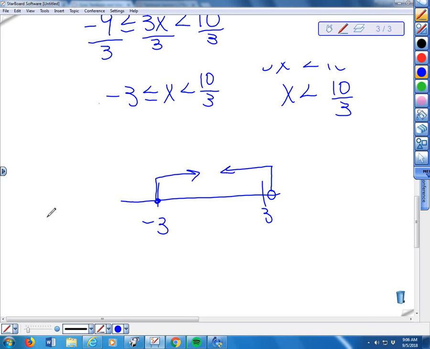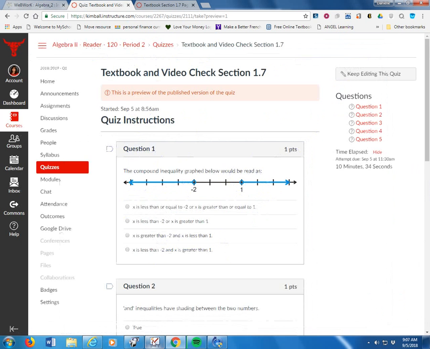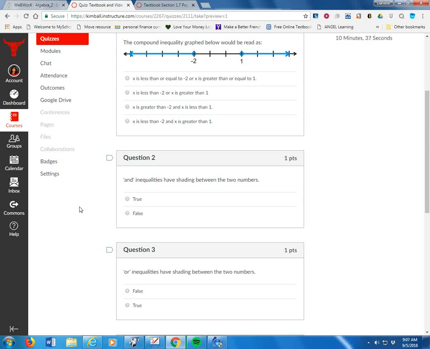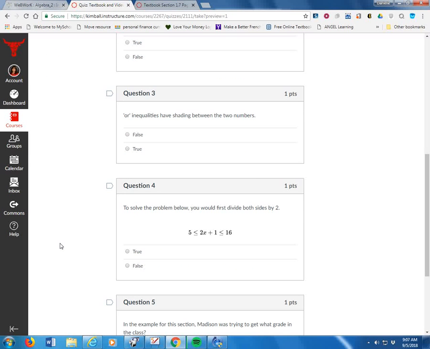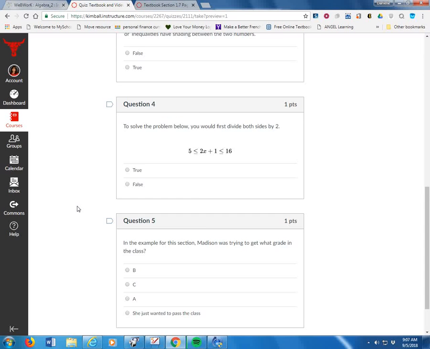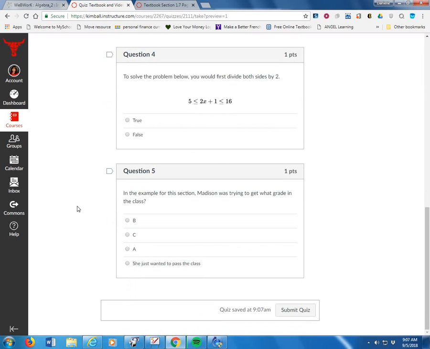Okay? So looking at the textbook check, the compound inequality graph below would be read as what? Yes. X is less than -2 or x is greater than 1. And inequalities have shading between the two numbers. True. Or inequalities have shading between the two numbers. False. To solve this problem, the first step would be what? Subtract 1 from both sides. So this is false.